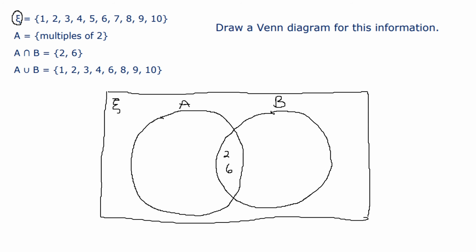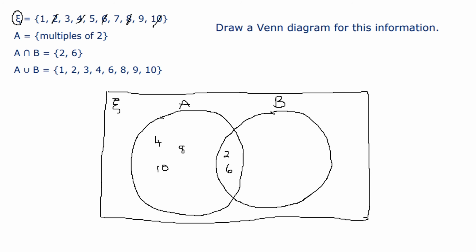So A is the multiples of 2. I've already put 2 and 6 in my intersection, so I need to put in 4, 8 and 10. And when I'm doing this, I tend to cross them off from the universal set as I go, so that I can see quite easily what numbers I still have that need to go in.